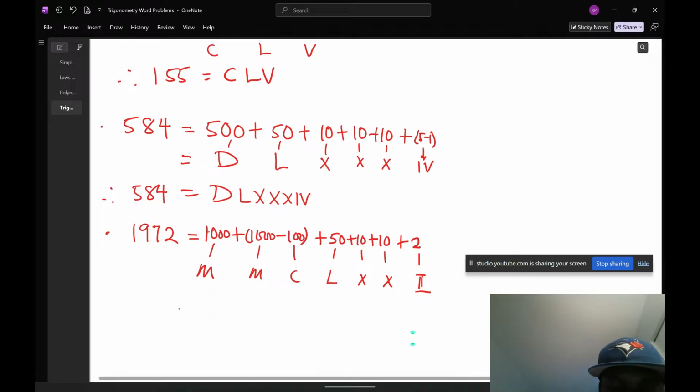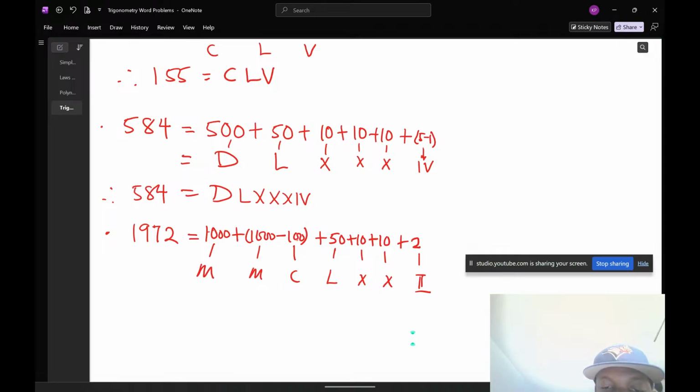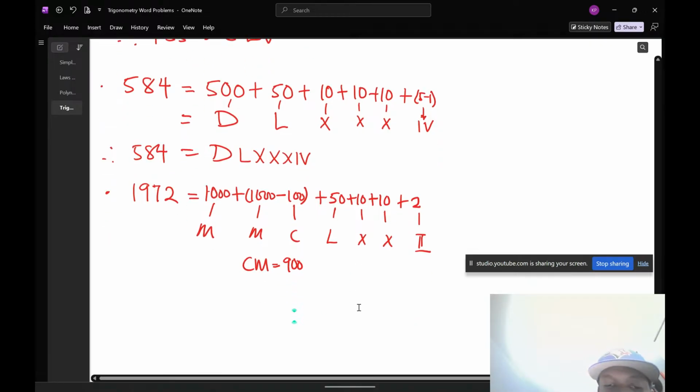So now in this case, we are going to switch these two because 1000 minus 100 is 900. The reason why I wrote it this way is that when the smaller Roman numeral, the C, is written before M, CM will give us 900. Okay, CM will give us 900 in this case, right?